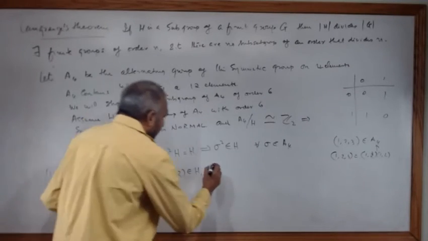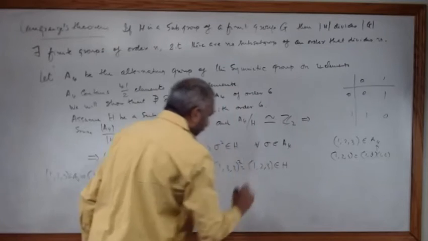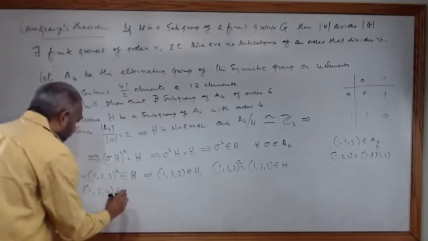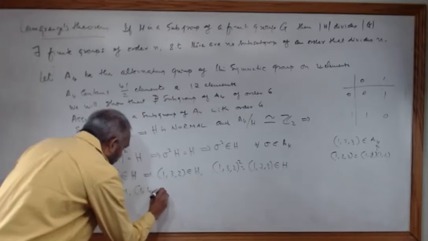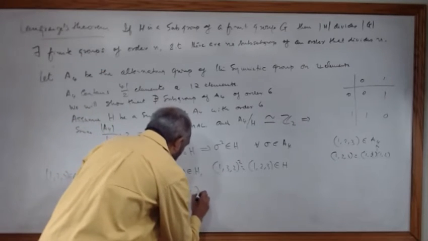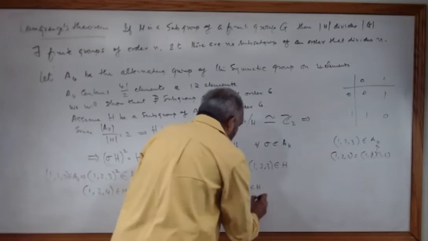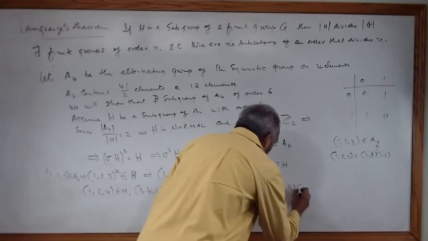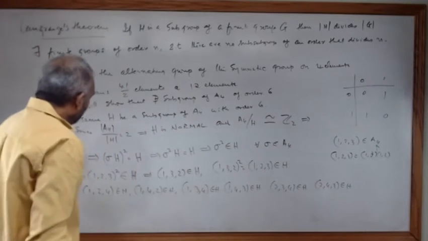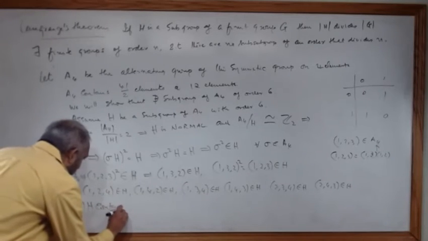And if you take another example, 132 square is equal to 123, that also belongs to H. Similarly, 124 belongs to H, 142 belongs to H, then 134 belongs to H, 143 belongs to H, then 234 belongs to H, then 243 belongs to H. So we clearly found 8 elements in H. So this implies H contains 8 elements.